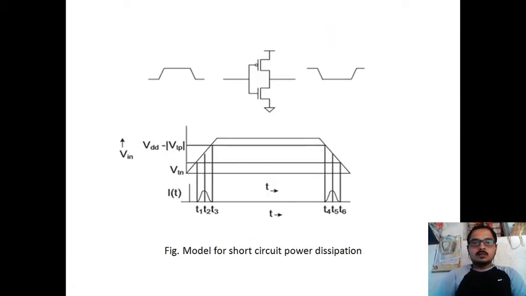Then we will see the model for short circuit power dissipation. Here, the short circuit power dissipation occurs in between VT and VDD minus VTP. We can clearly see this in the graph. The rise time will occur in between VTN and VDD minus VTP. The fall time will occur in between VT and VDD minus VTP. That's why the total power dissipation will occur in between these two voltages.